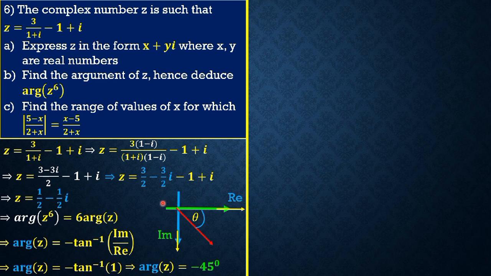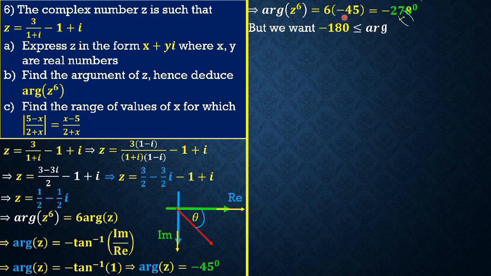But friends, to get the argument of z raised to the power 6, we are going to have 6 times that result. We are going to have 6 into minus 45 degrees, which is going to give us an answer of minus 270 degrees. But friends, we want this argument to be between minus 180 and 180. So we are going to add multiples of 2 pi to the result.